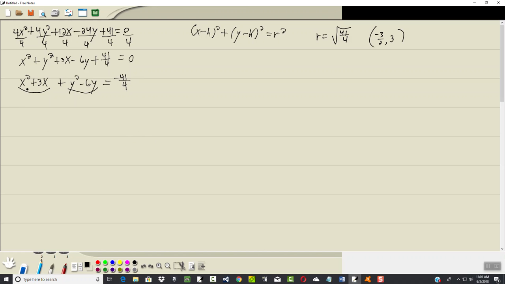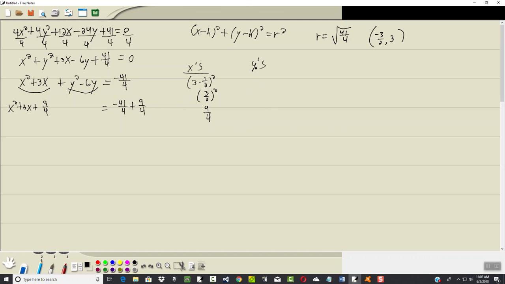Now we want to complete the square on the x's and on the y's. To complete the square on the x's, we take the number before our x, which is 3, multiply it times a half, and square it. So we get 3/2 squared, which gives us 9/4. Then we add that to both sides. So we get x² + 3x + 9/4 = −41/4 + 9/4.